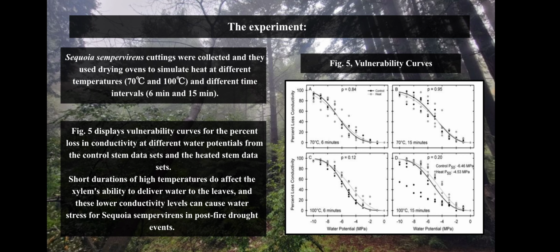Having lower conductivity levels can cause stomatal closure and water stress in the trees. Usually, when stomata are open, they allow for transpiration to conduct water up to the canopy.